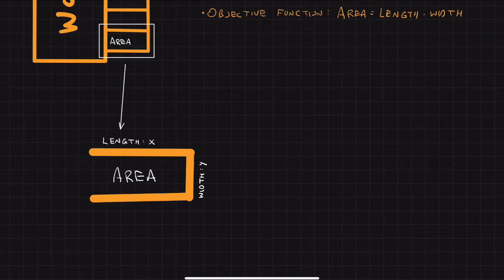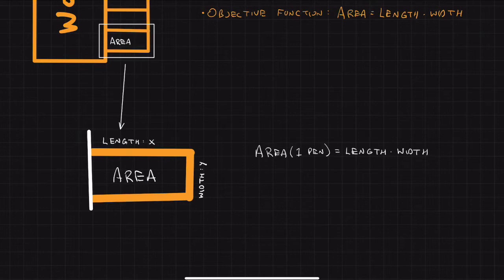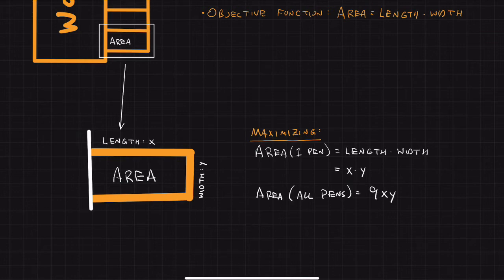So we're only using y lengths of fence for 1 pin. The opposite side of the y is the wall of the workshop, where we do not have to fence. The area of 1 pin is just length times width, and this is what we're trying to maximize. And in terms of our variables, x and y, length times width is just x times y. Since we have 9 pins total, and they're all the same size, then the area of all 9 pins is going to be 9xy. And that, once again, is our objective function.